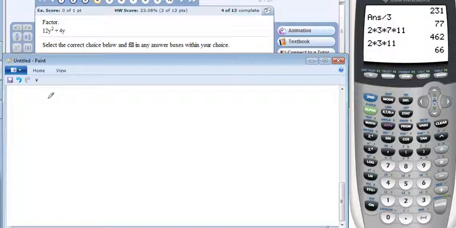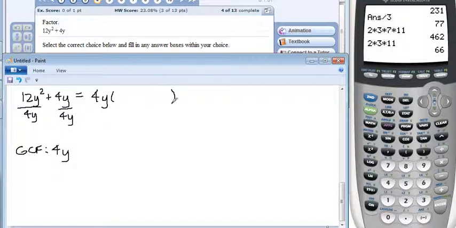So my problem changed from an x to a y. The first thing you're going to need to do is find your GCF, which again, between a 12 and a 4 is 4. Between a y squared and a y to the first power is y. That's where we stopped last time. Now to factor, we're going to divide each term by this GCF. So the GCF goes here, and then each term gets divided by the GCF to see what's left.